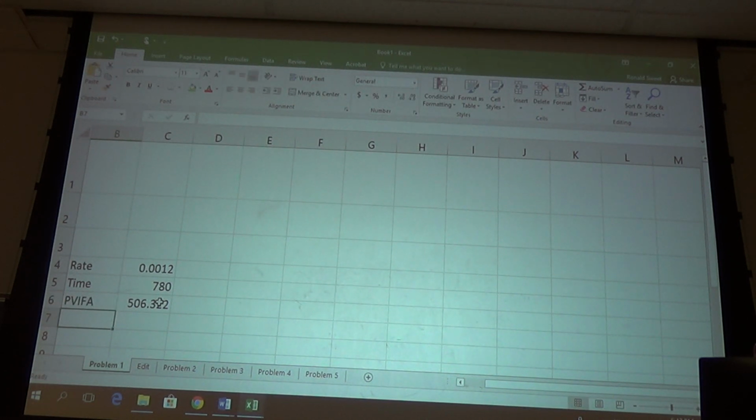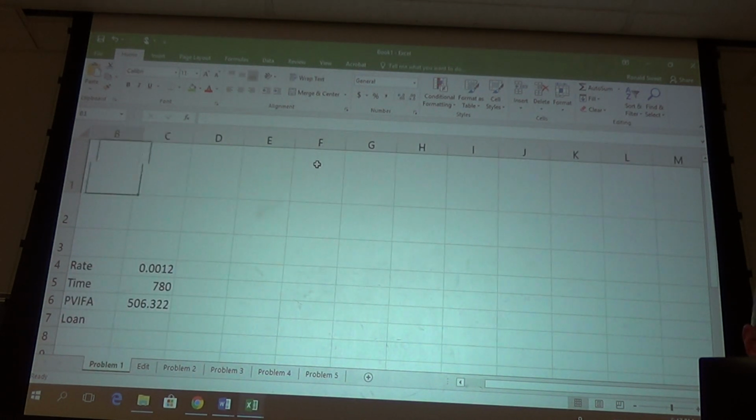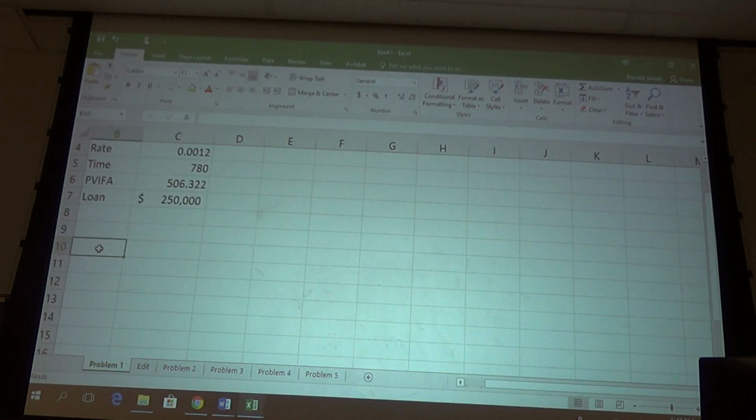And then what is the present value? The loan amount. So he's going to borrow $250,000. So that becomes our loan amount. And then it's just a matter of setting up the columns. So y'all gotten really good at the columns, right? Hopefully when you do the homework, you set that up each time so you got some practice.